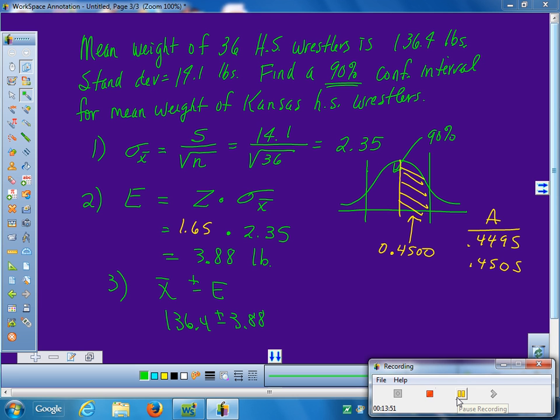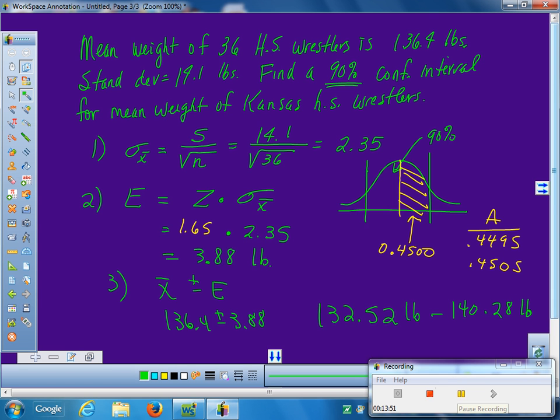Do the subtracted one first. 106.4 minus 3.88. So the low side is 102.52. The high side, and I should put pounds on there, is 110.28. So there's our confidence goal. We are 90% confident that the real mean of all wrestlers is in that range.